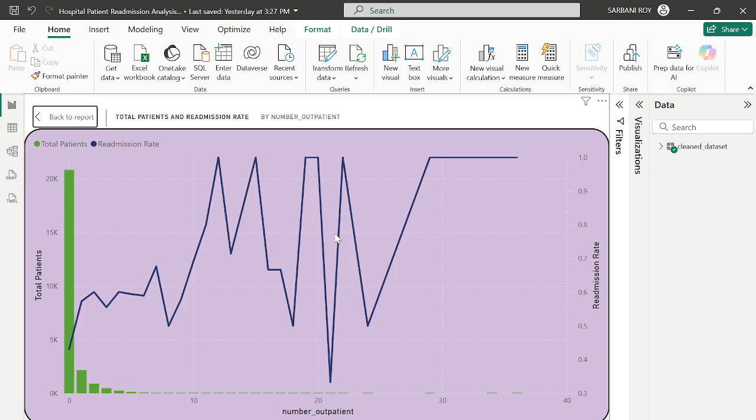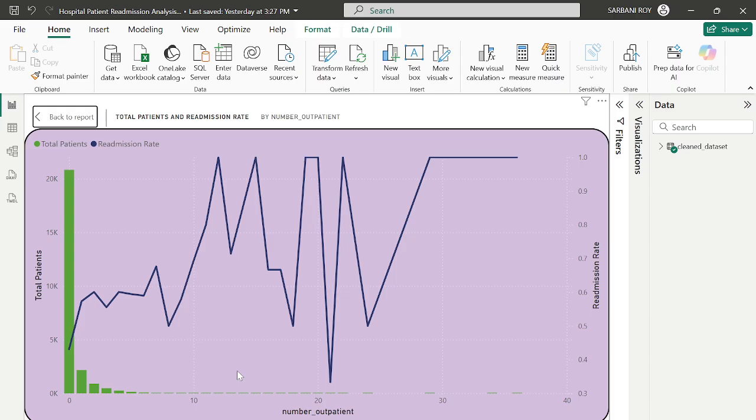Now, total patient counts drop rapidly after 1 to 3 visits. As the number of outpatient visits increases, the bars drop very sharply. As you can see, the patient count becomes very low at 3 to 5 visits. Outpatient visits beyond 10 are extremely rare. This shows that only a small percentage of patients constantly use the outpatient services.